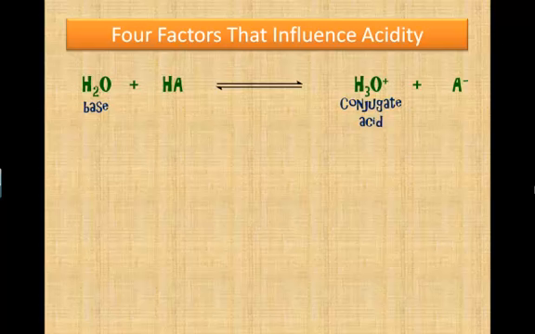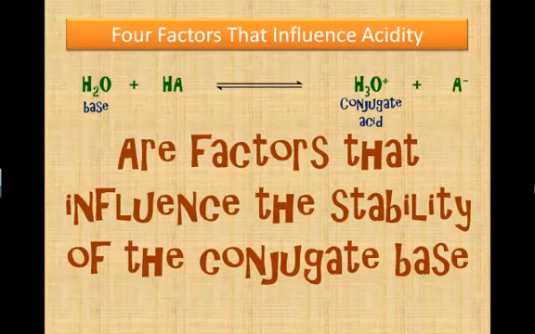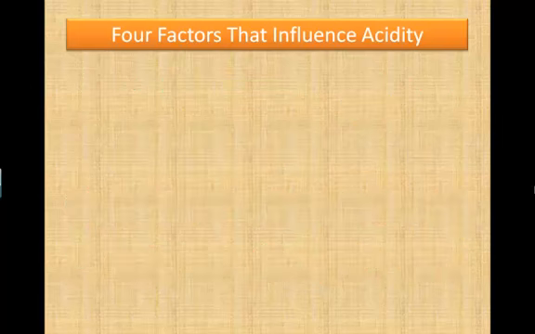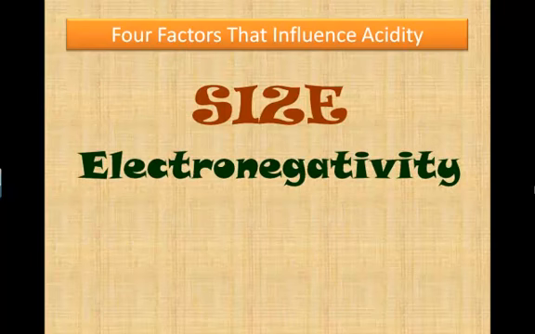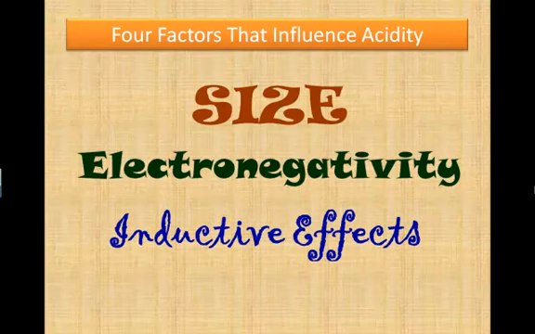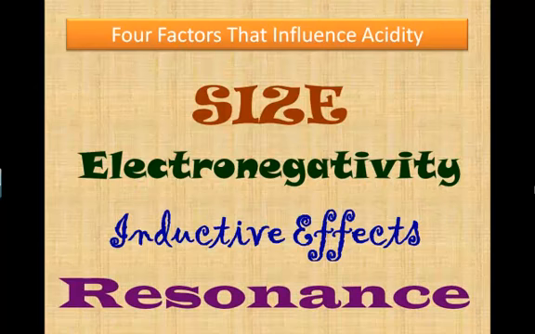Once you've identified the acids and the bases on either side of the arrow, you need to have a look at the bases and decide which of those bases is the most stable. So look at the factors that increase the stability of the conjugate base: the more stable the conjugate base, the stronger the acid will be. There are four factors that influence the strength of any acid, and they are the size, electronegativity, inductive effects, and resonance.